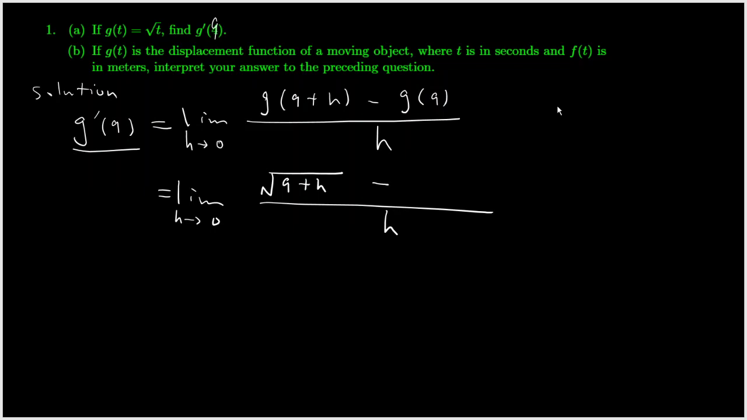And then the value of the function at 9 is square root of 9. You see, square root of 9 is 3, right? You just replace the function with that.